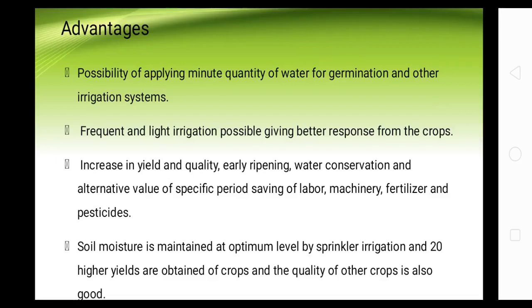Increase in yield and quality. Early ripening, water conservation, and saving of labor, machinery, fertilizer, and pesticides. Soil moisture is maintained at an optimum level by sprinkler irrigation, higher yields are obtained, and the quality of other crops is also good.